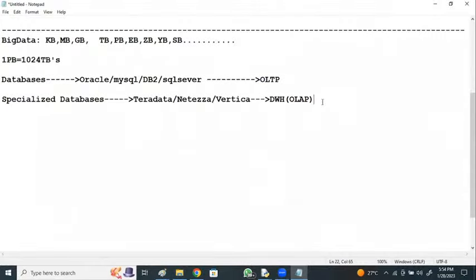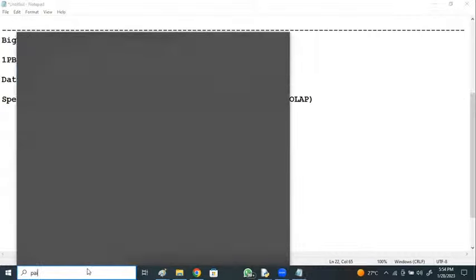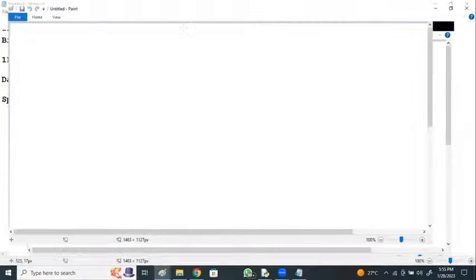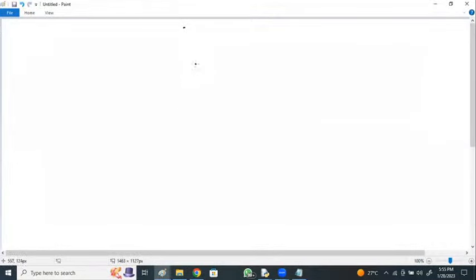Later, I'll come back to this, what are the Hadoop and Spark services. But before that, let's talk about how this data is getting generated: data generation, data sources and data types. For example, this is your data available.